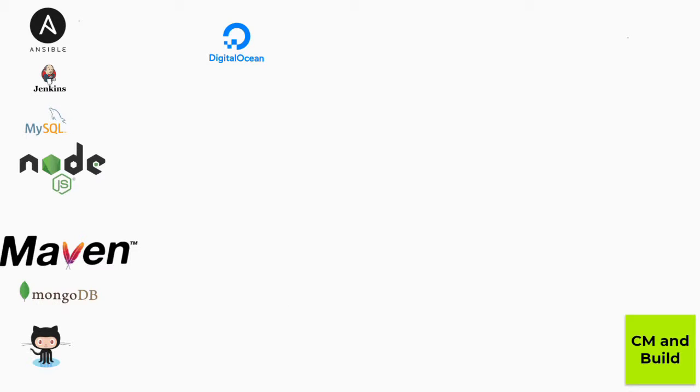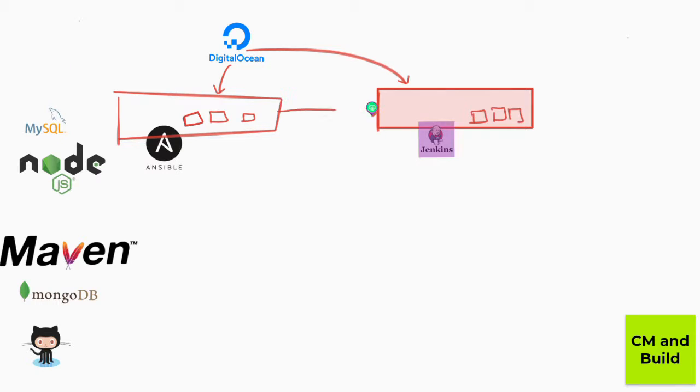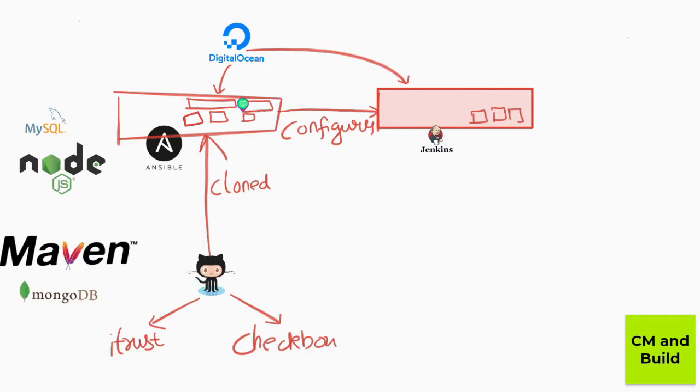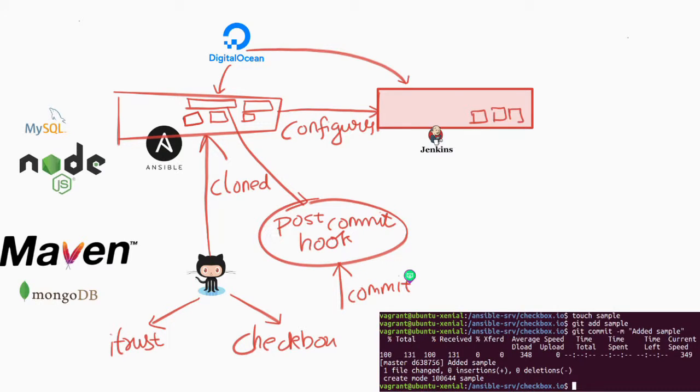We have three phases in the pipeline. The first is configuration management and build. We have two VMs provisioned on DigitalOcean, the Ansible and Jenkins servers. Ansible configures Jenkins with plugins and has the iTrust and Checkbox builds. GitHub hosts the iTrust and Checkbox repositories, which are cloned to the Ansible server, both of which have post-commit hooks. Post-commit hooks are basically triggered whenever there is a commit on the repositories.